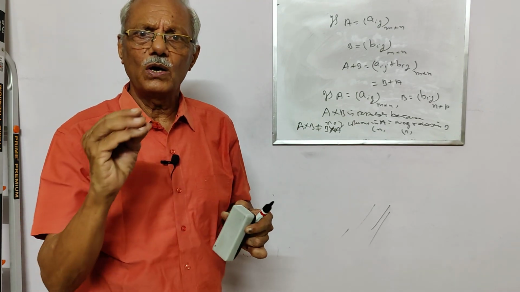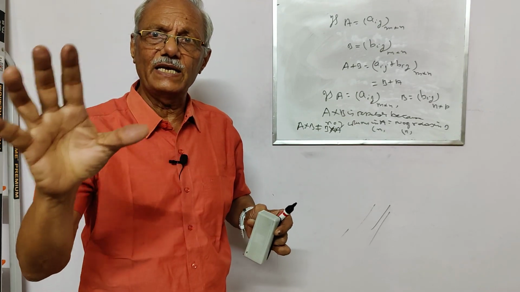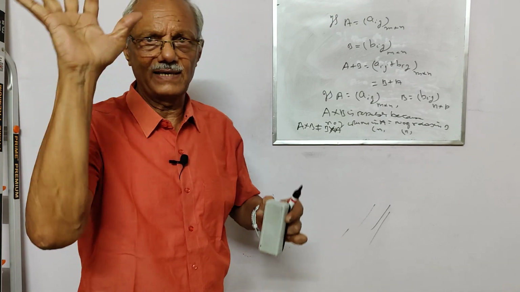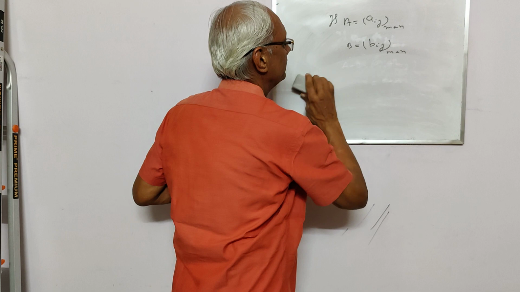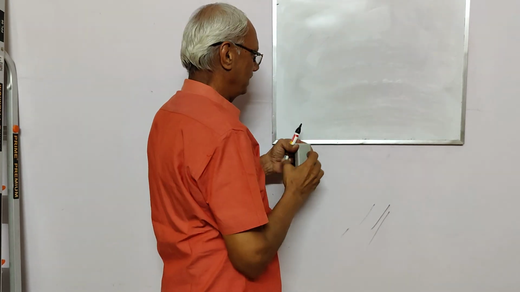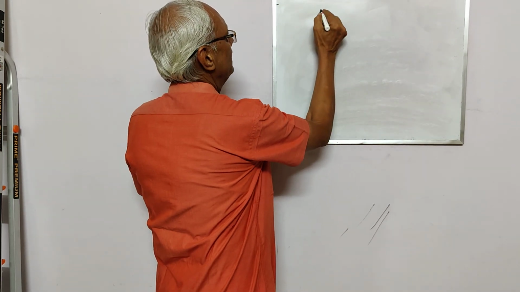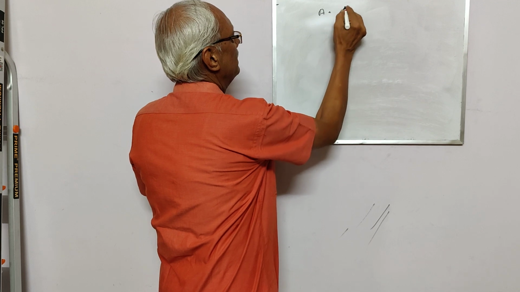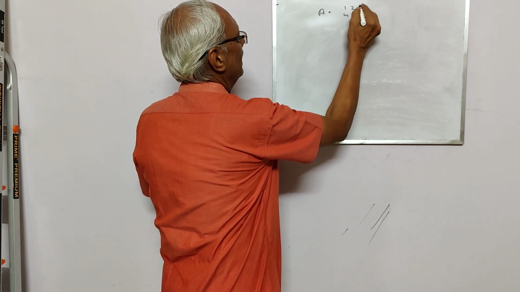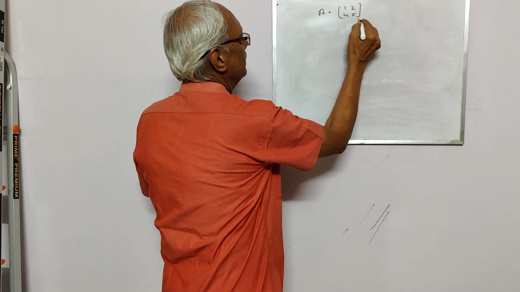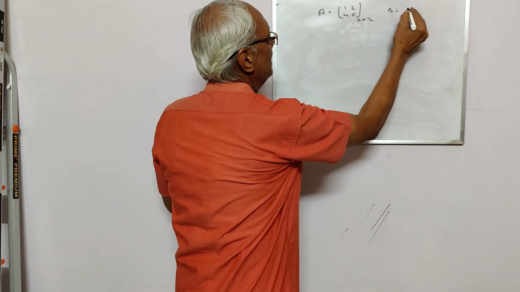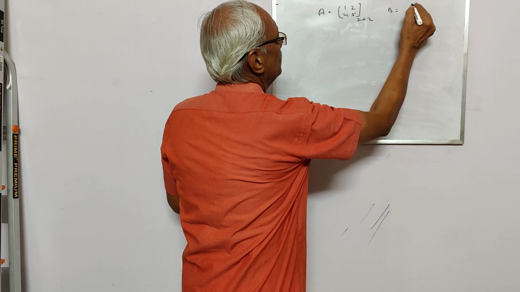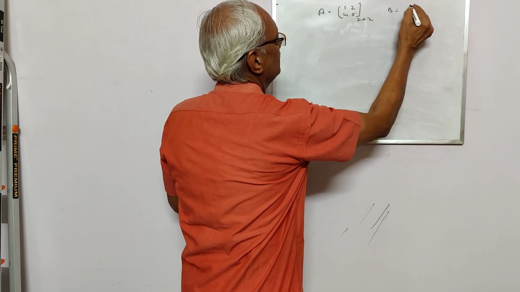I will teach you how the multiplication is carried out in the case of two matrices with a simple example. Okay. See, let me take A is equal to 1, 2, 4, 5. This is a 2 cross 2 matrix. I'll take B as also 2 rows and 2 columns.